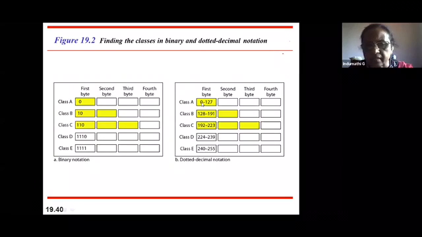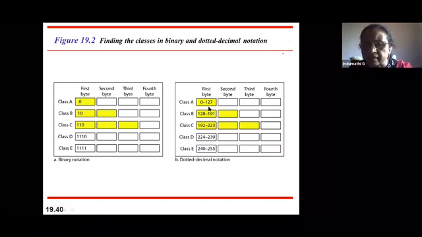See, you have class A between 0 to 127. That means the prefix is only 8 bits. The remaining 3 bytes are used for the suffix part. So that is why it is 0 to 127. Come to class B.